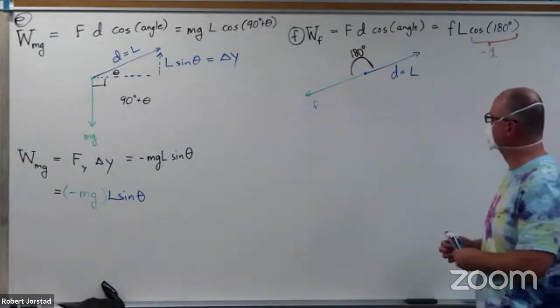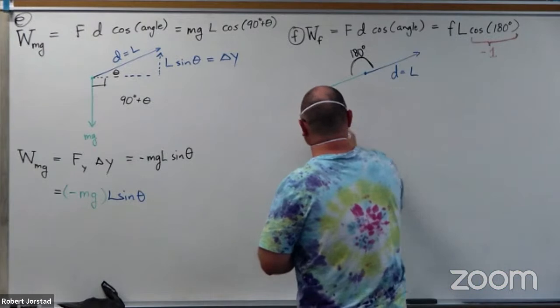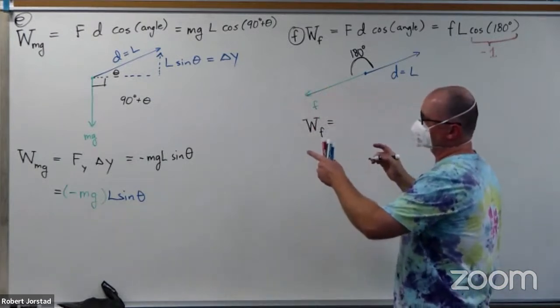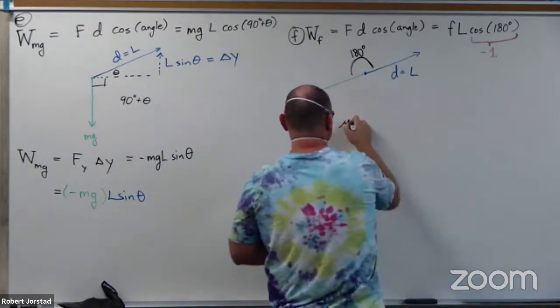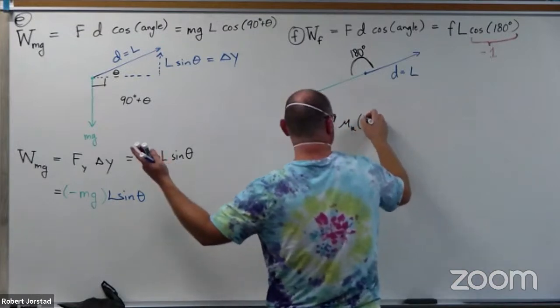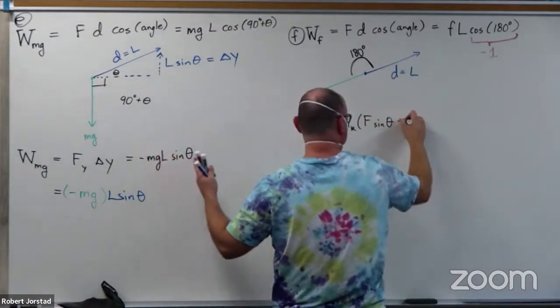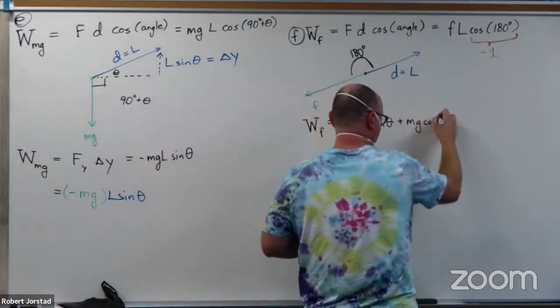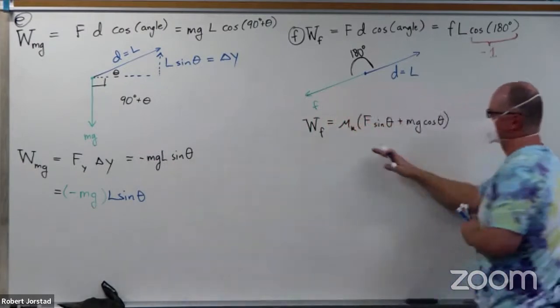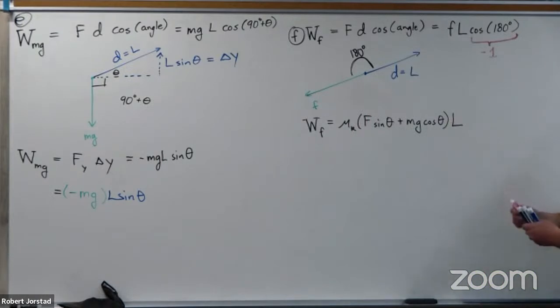All right, that's cool. Well, out of all this, work done by friction is, I think we figured out the friction was mu kinetic times F sine theta plus mg cos theta. I'll get out of the way. That was that, times L. Oh, and then it's got to be negative.